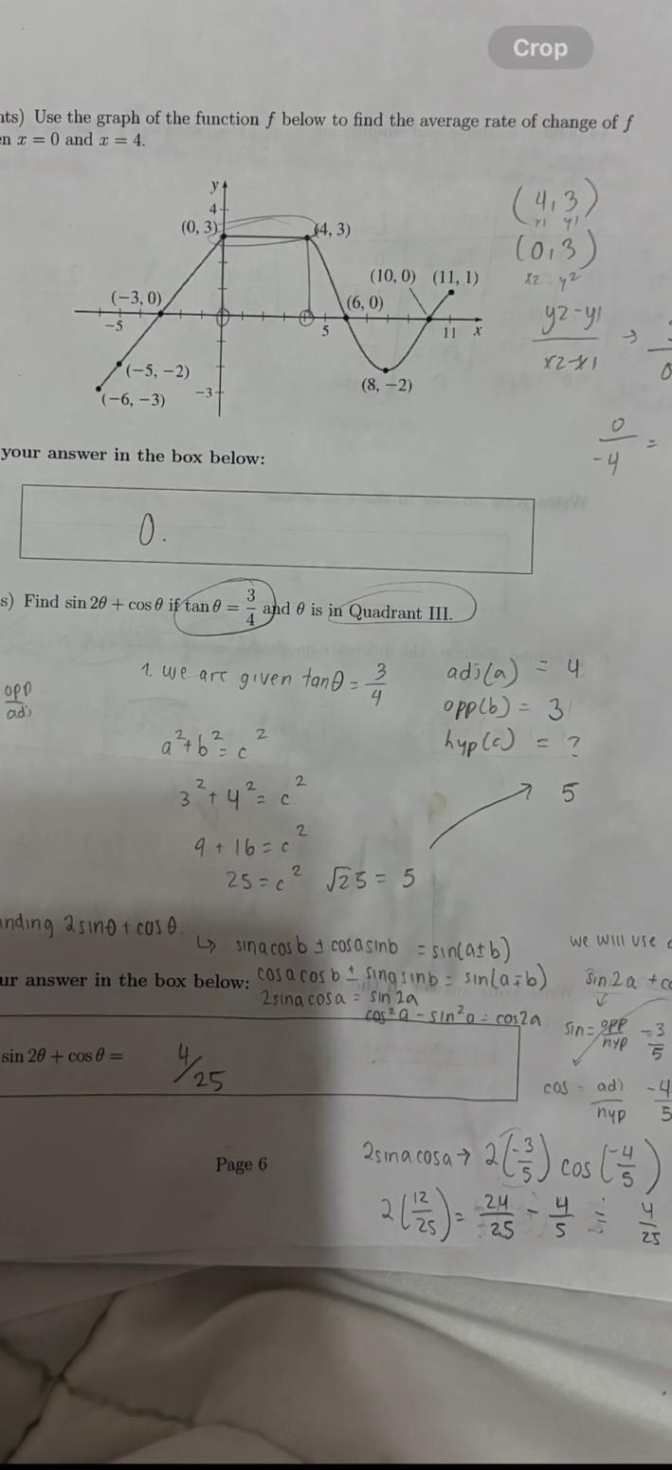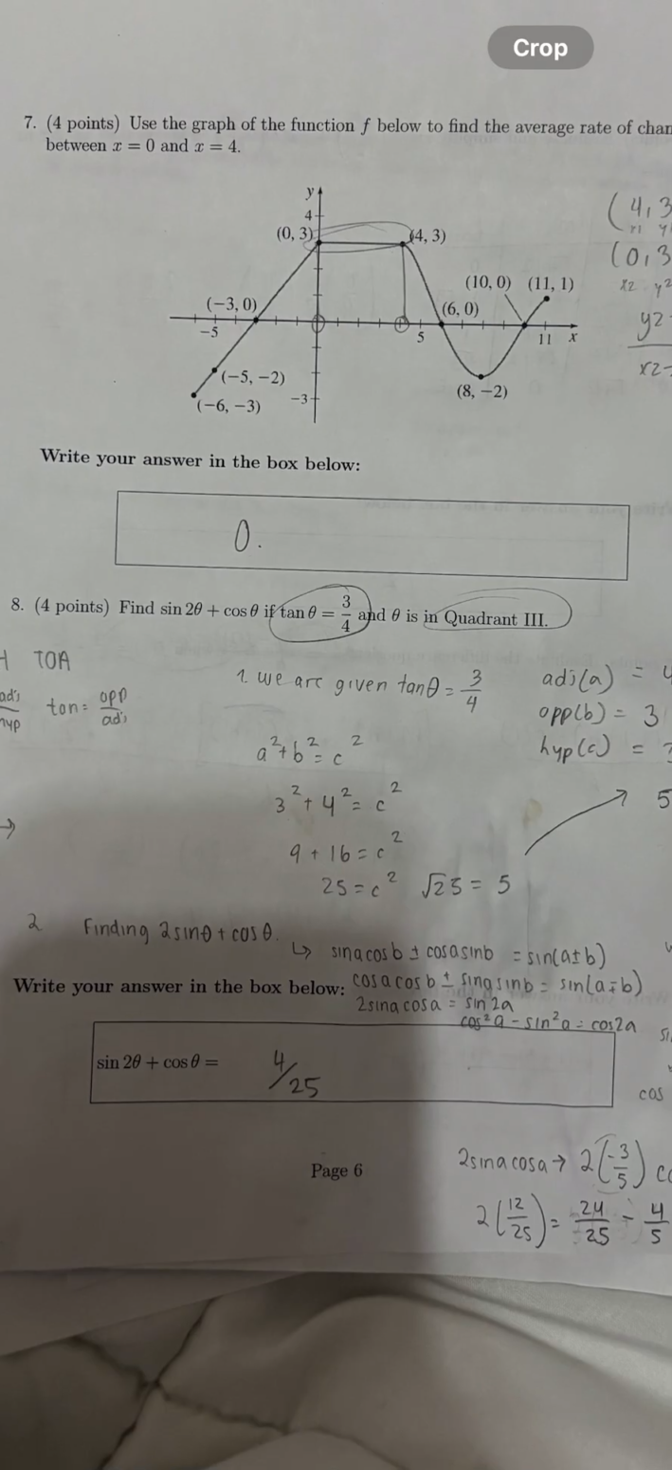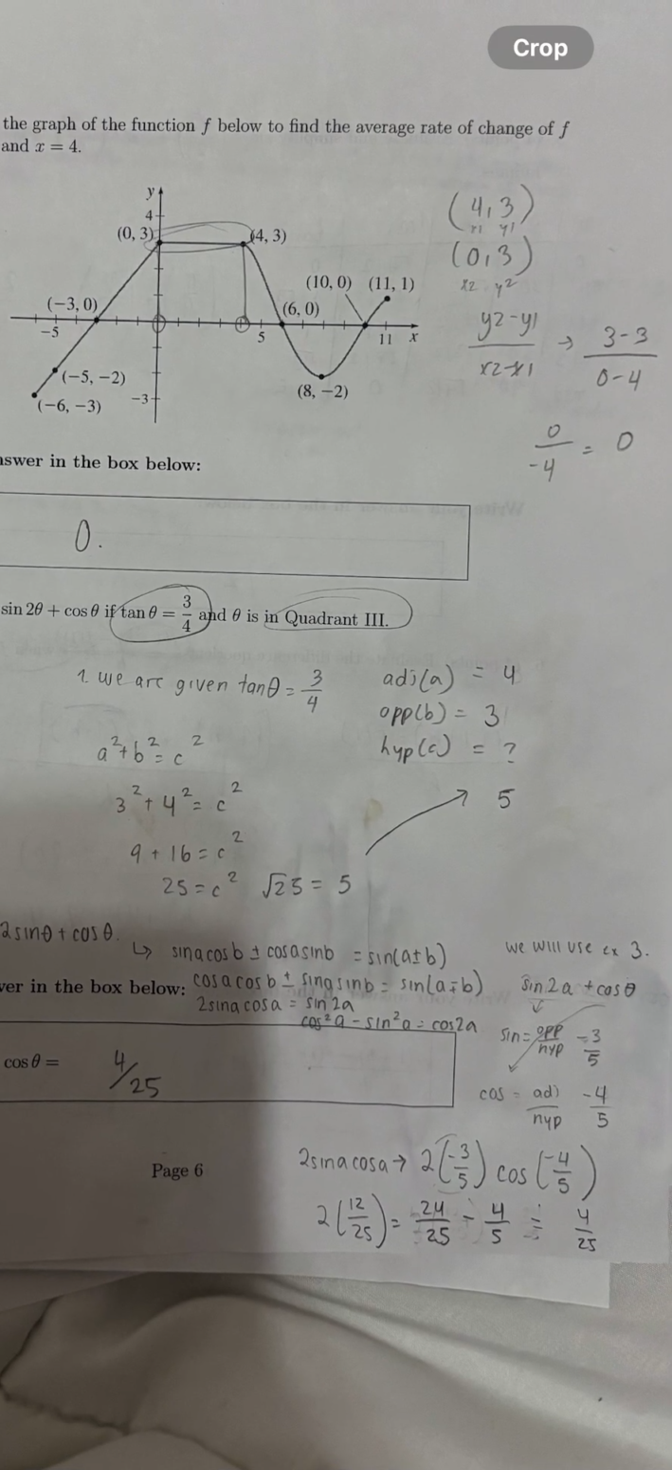Since we are trying to find sine 2 degree plus cosine degree, we are going to use the identity formulas. 2 sine a cosine a equals sine 2a. So sine 2a, plus cosine degree, which is what we're given in the problem. We want to do the sine of this triangle. Sine is opposite over hypotenuse, so negative 3 over 5. Cosine is going to be adjacent over hypotenuse, so negative 4 over 5.